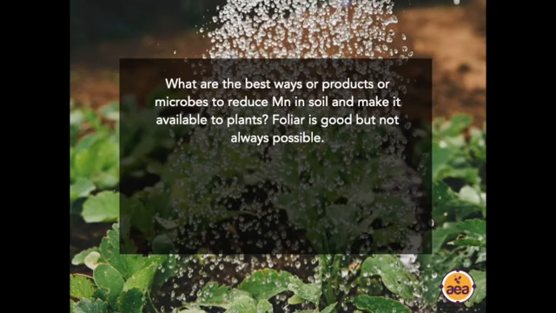Question from Lori Brown. What are the best ways or products or microbes to reduce manganese in the soil and make it available to plants? Foliar is good, but not always possible. Lori, this is a very important question and a very good question. In fact, it's so good that I think we're going to have a separate webinar specifically around that, because this is also a question I've been getting asked a lot, and it deserves an in-depth answer.